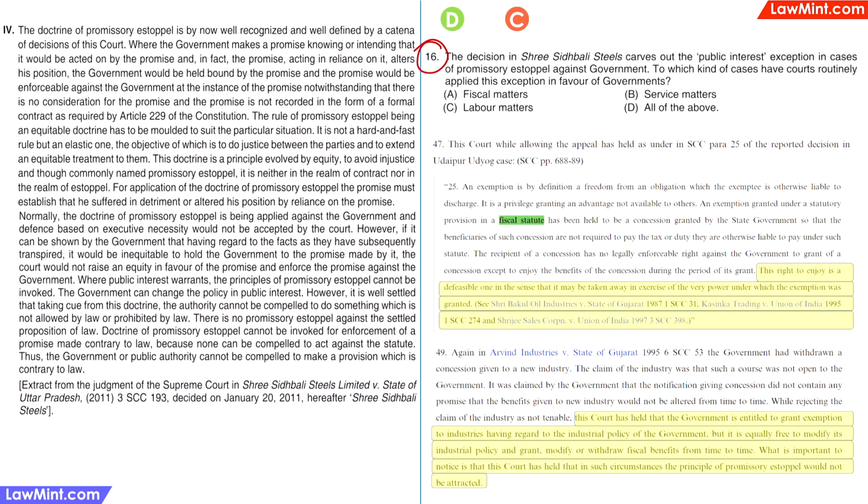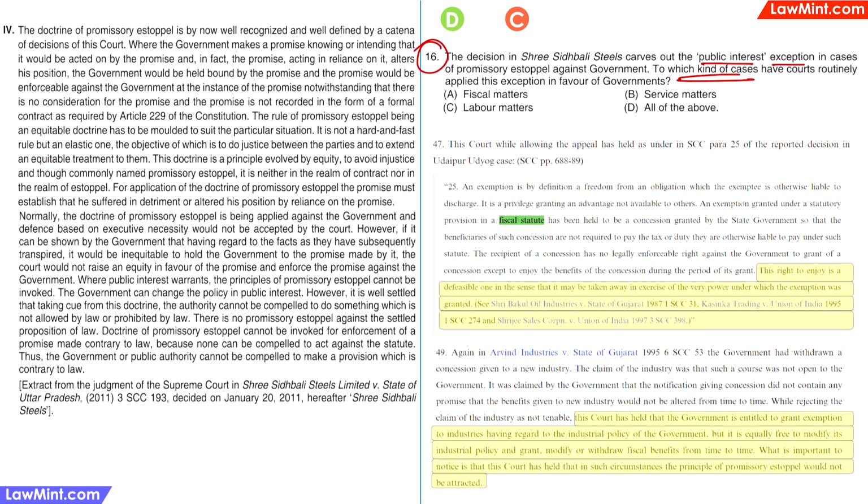Question number 16 is asking that the decision in this case carves out or creates a public interest exception in cases of promissory estoppel against the government. To what kind of cases have the courts routinely applied this exception in favor of governments? If we think about it logically, if the government is making some promises, what kind of promises do governments routinely make to businesses in general?